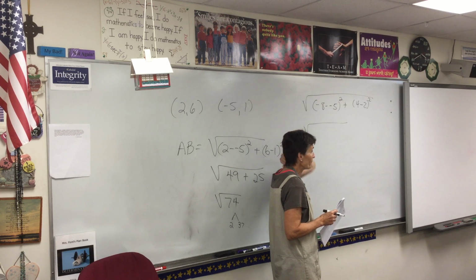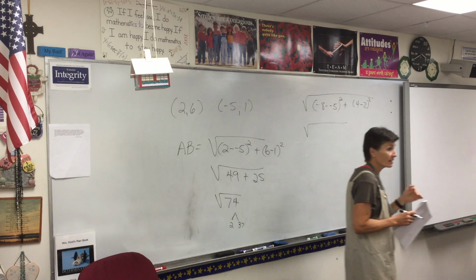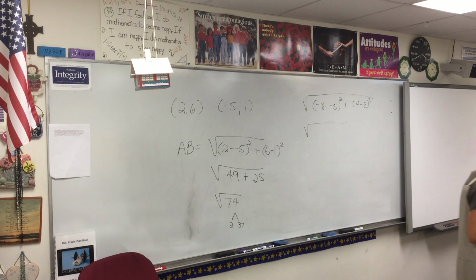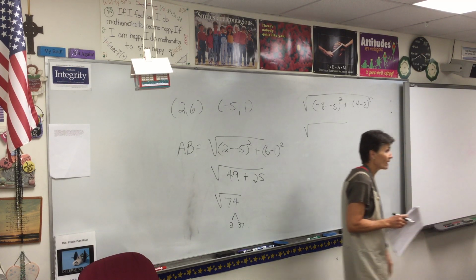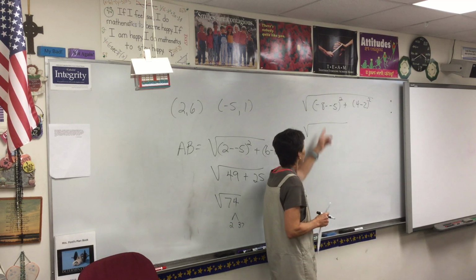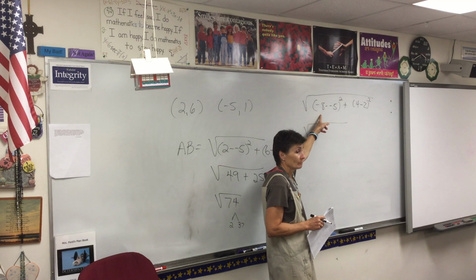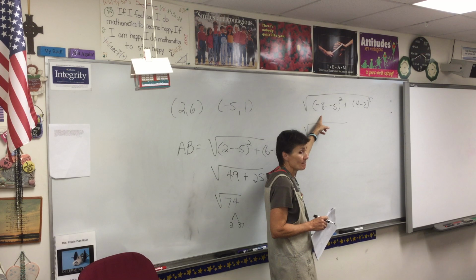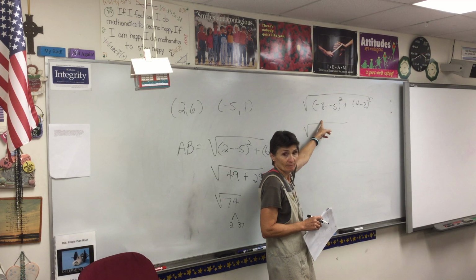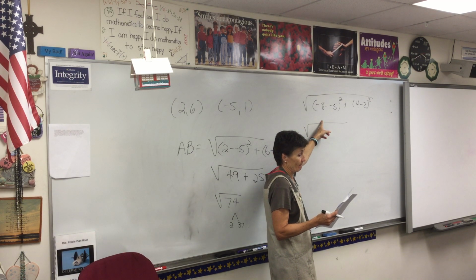Remember, our distance formula is x minus x squared, y minus y squared. X minus x, y minus y. Square them both, add them up, take the square root. What did you get here? When you did negative 8 minus negative 5? I didn't add another negative.